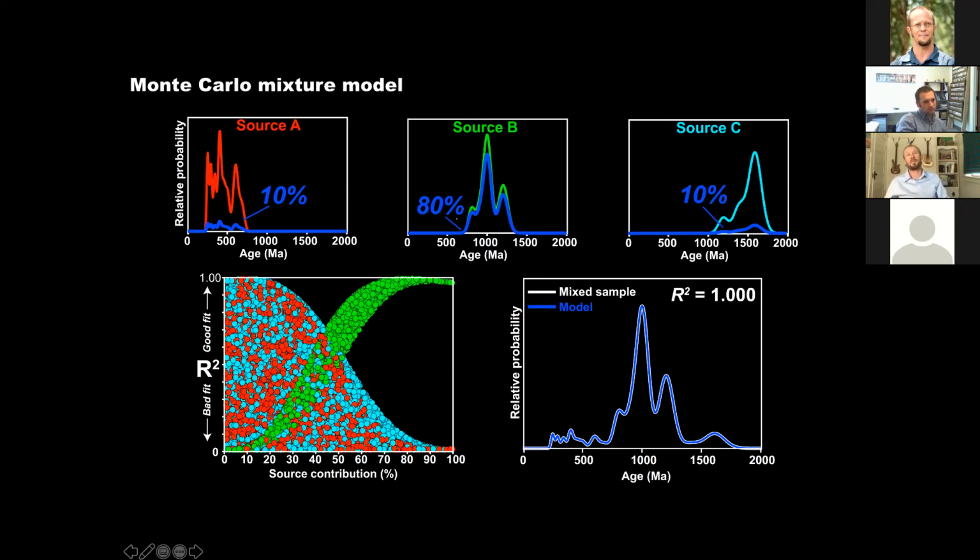And that kind of makes sense, right? Because B looks a lot like that mixed sample with this big, sort of call it a Grenvillian age distribution. Okay, or an age group. So we have 10% of sources A and C, then 80% of B. And so that top part of this plot is the answer for your source contributions.